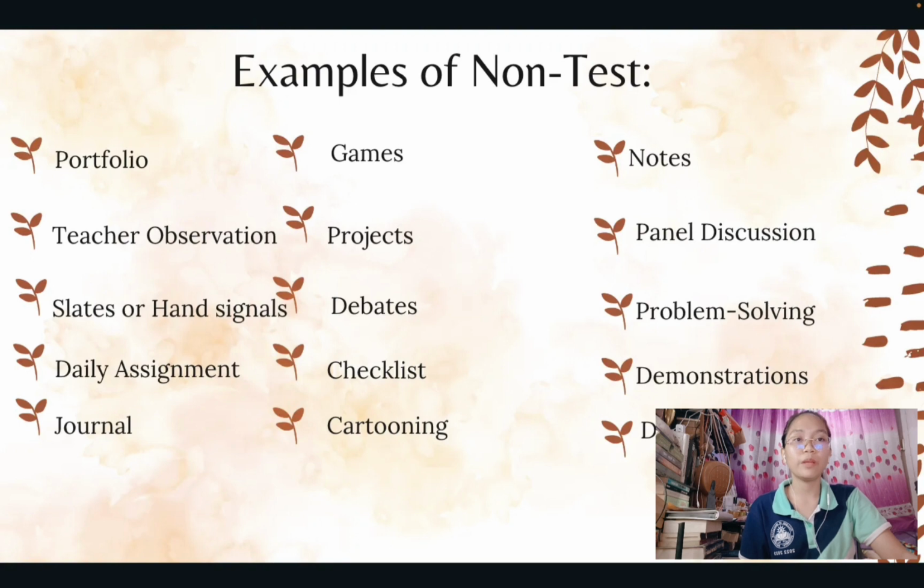So now let's proceed to debate. The students take opposing positions on topics and define their position. One example is the pros and cons of environment legalization. So now let's proceed to checklist.